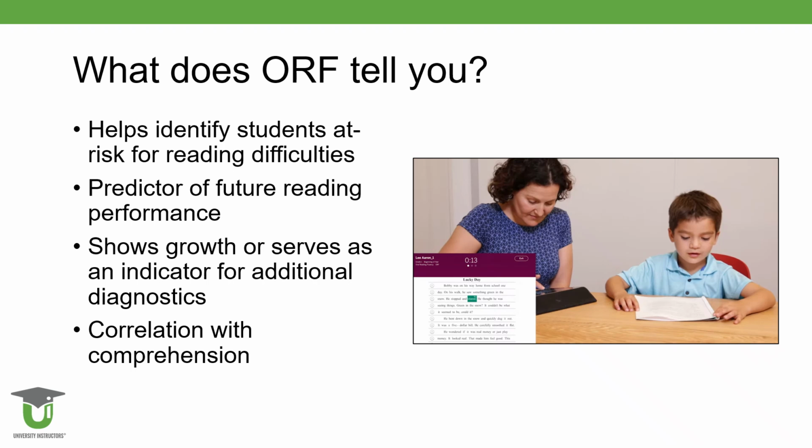So what does an ORF tell you? It can tell you whether a student is at risk for reading difficulties because it is a good predictor of future reading performance. You can also use ORF as a progress monitoring measure to determine if a student is making adequate growth. ORF has consistently been shown to have moderate to high correlation with reading comprehension. Ask your point of contact or your building administrator if the ORF assessment is available in your school, regardless of the grade level that you teach.